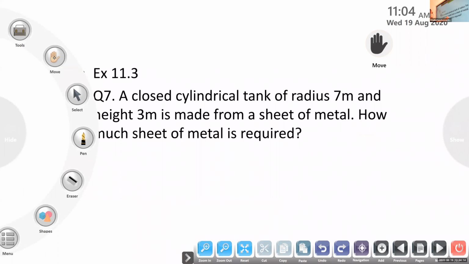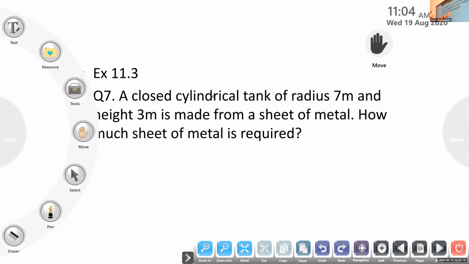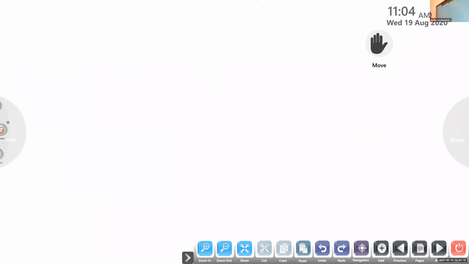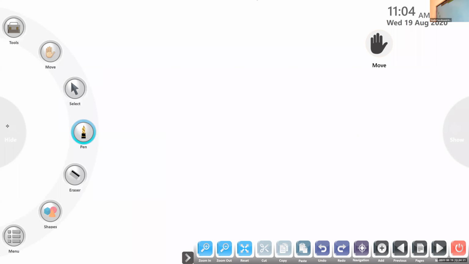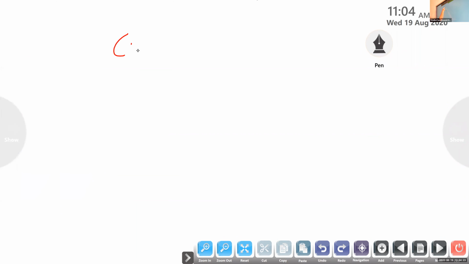Next we are going to study about cylinders. Write the heading cylinder.